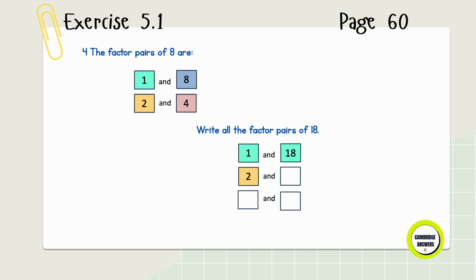Then 2 times 4 equals 8. Nice and simple. So the factor pairs of 8 are 1 and 8, 2 and 4. All done, nothing missing here.